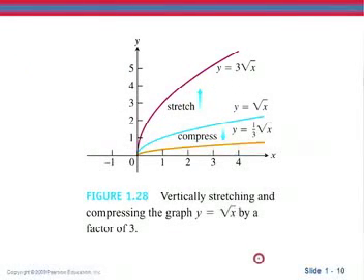Here are examples of vertical stretching and compressing. You'll see the graph in blue in the middle is y equals the square root of x. When the square root of x is multiplied by 3, that stretches the graph by a factor of 3. When we multiply the square root of x by 1/3, y equals 1/3 square root of x, that compresses the graph by a factor of 3.